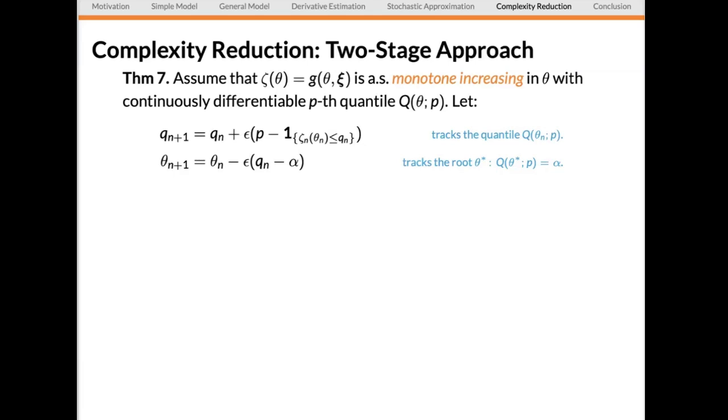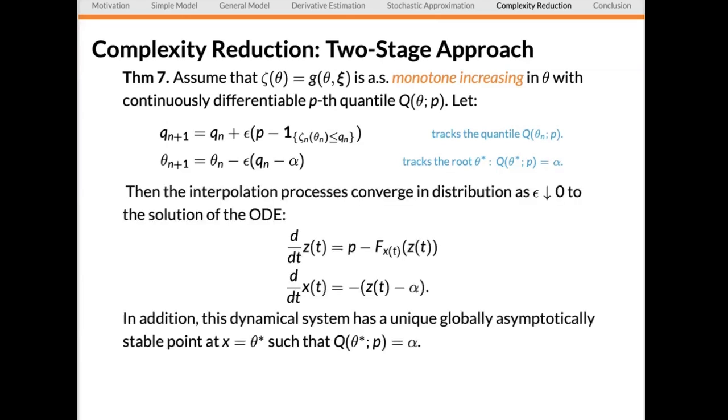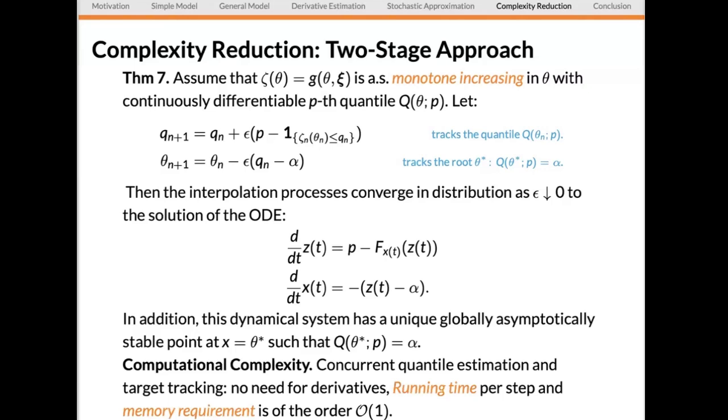That's the concurrent target tracking for both of them. We were able to prove that the interpolated processes converge in distribution as epsilon goes to 0 to these equations. And then I had to prove that these equations do have a unique asymptotically stable point at the optimal value. It was relatively easy. You just work with the eigenvalues and your ODE tools, and it works. The nice thing is that the computational complexity here is basically just of order 1.